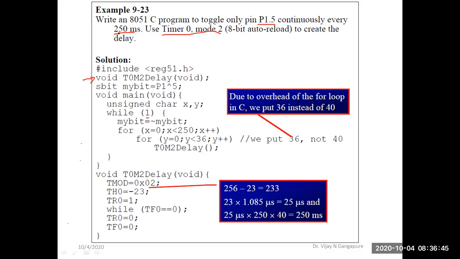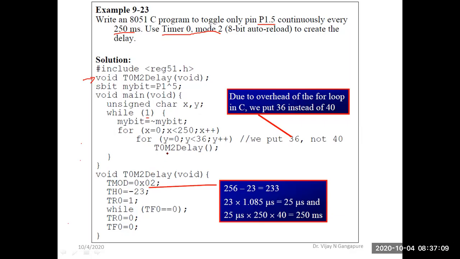This is a large delay. Okay, so we are calling this function t0m2 delay, which is generating a fraction of 250 milliseconds, and we are generating the 250 millisecond delay. How are we going to study this? First we have to see how much delay this t0m2 delay function is generating, in which I'm using mode 2 of timer 0. So TMOD is equal to 0x02.